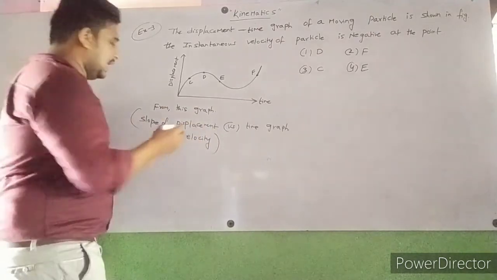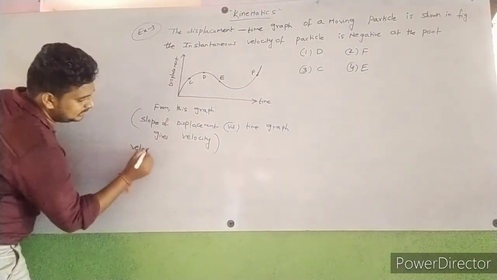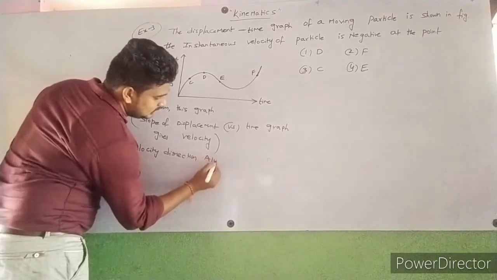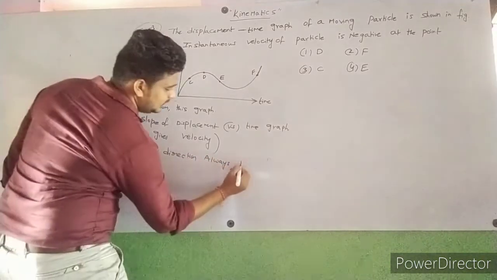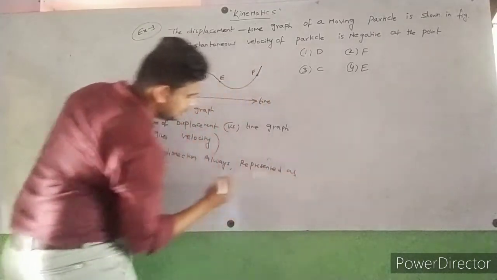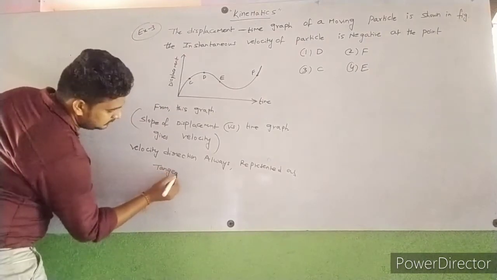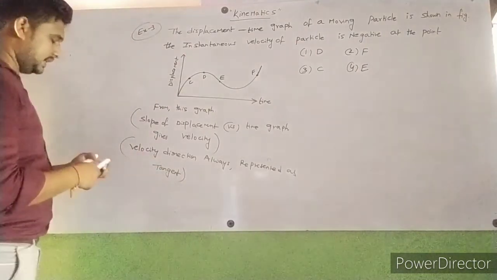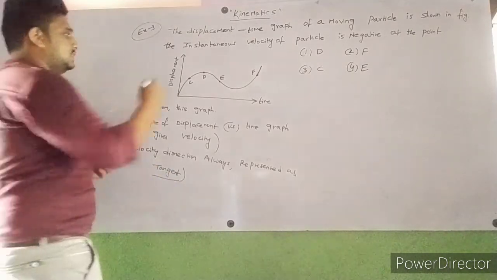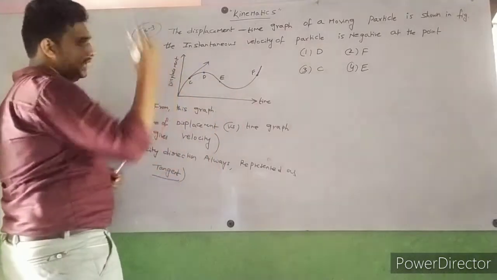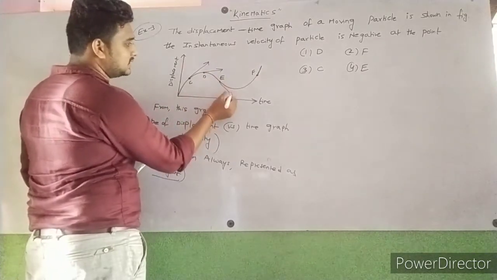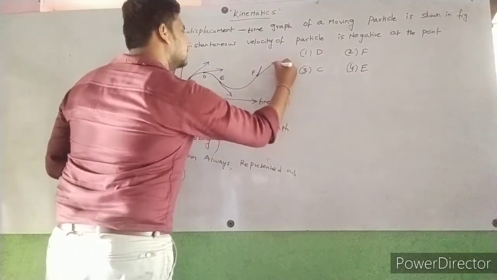Velocity direction is always represented as a tangent. For example, for C, the velocity is like this, in the upward direction. For D, velocity is like this. For E, velocity direction is like this. For F, velocity direction is like this.